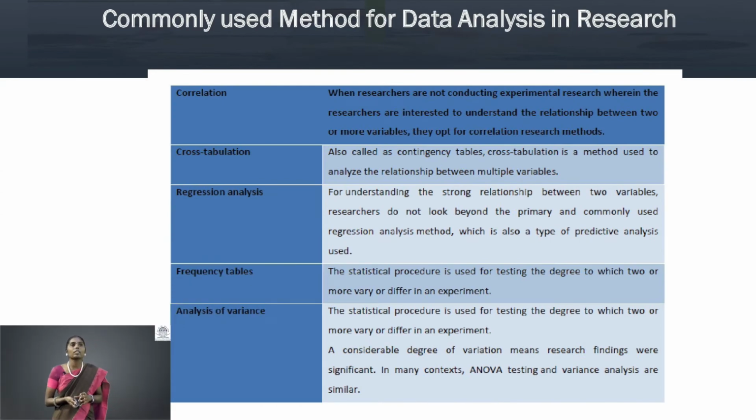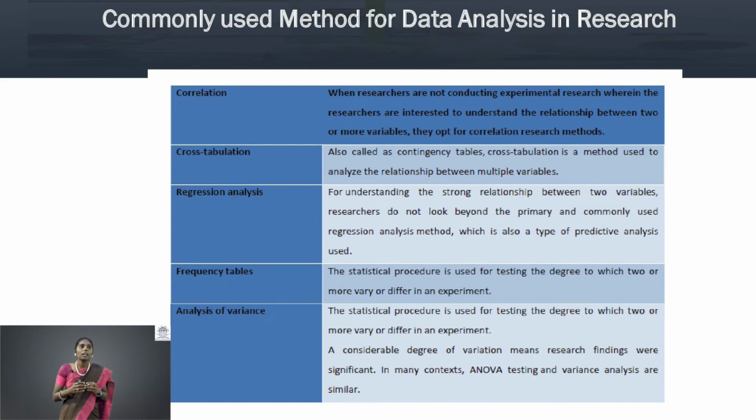Some of the commonly used methods for data analysis in research are correlation, cross tabulation, regression analysis, frequency tables, and analysis of variance. Correlation: when researchers are not conducting experimental research, and are interested in understanding the relationship between two or more variables, they opt for correlation research methods. How far are these two variables correlated?